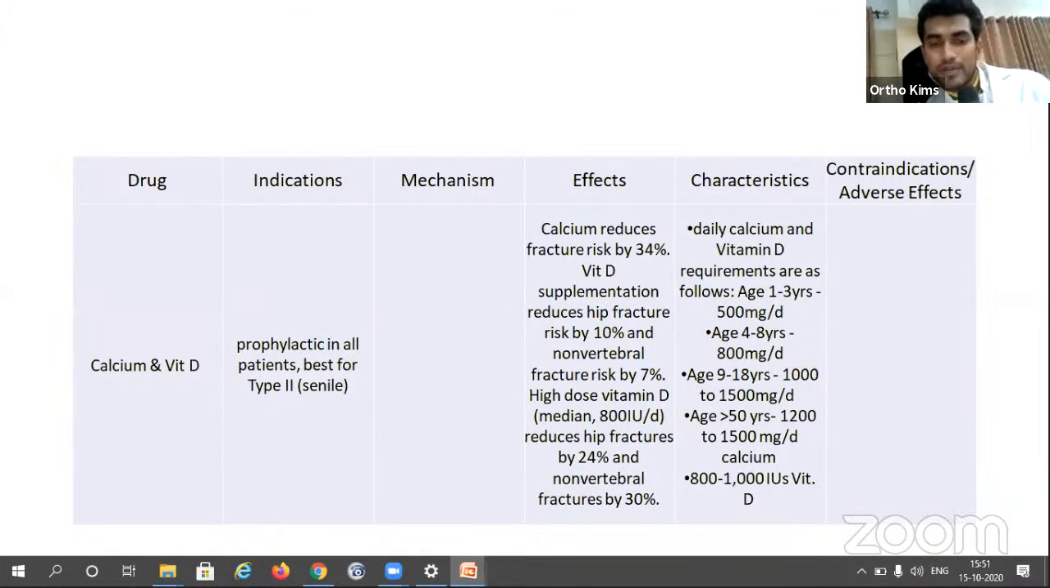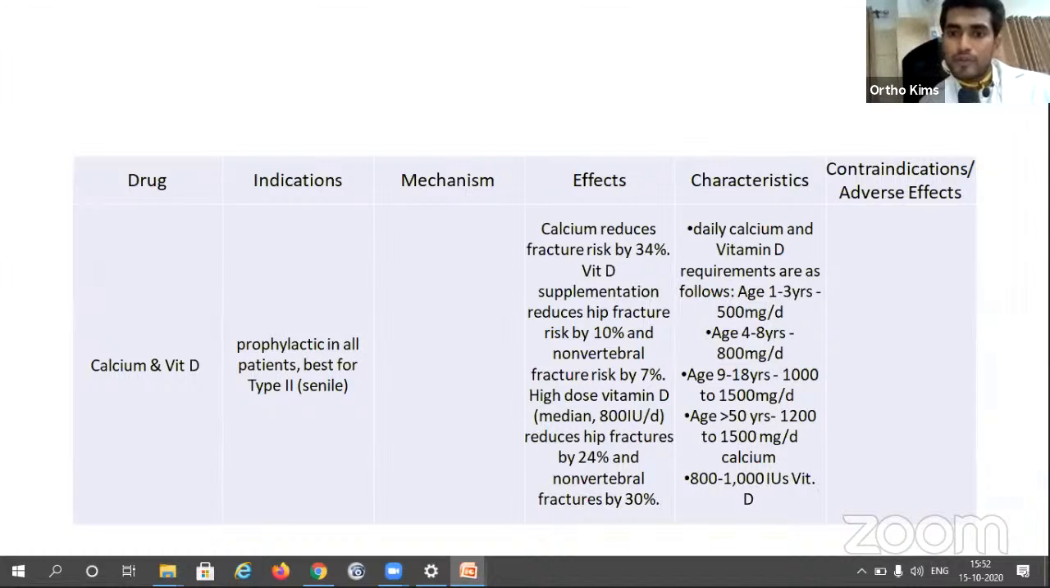Its effect is calcium reduces the fracture risk by 34%. Vitamin D supplementation reduces the hip fracture risk by 10% and non-vertebral fracture risk by 7%. High dose vitamin D reduces the hip fracture by 24% and non-vertebral fracture by 30%.